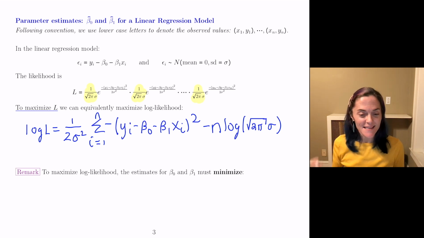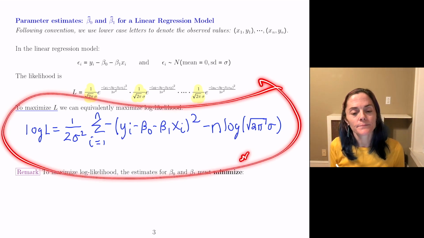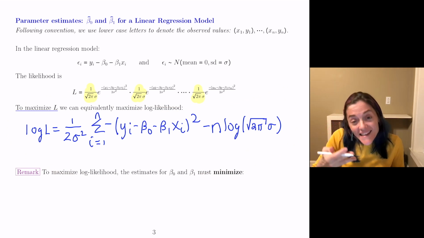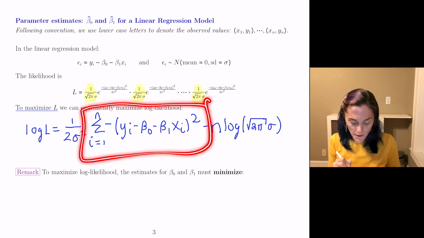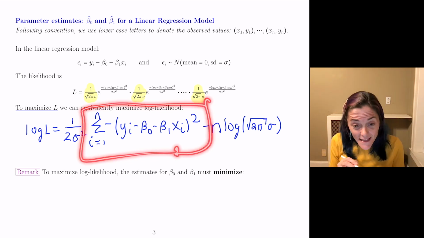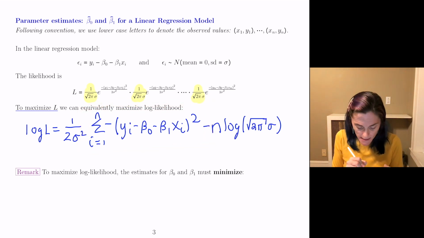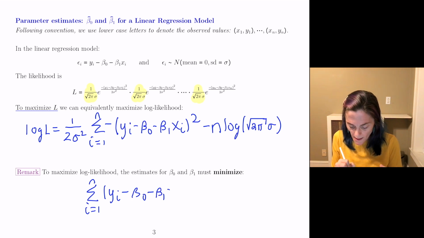Now, remark, and this is an important part for moving forward. In order to maximize this function, the estimates beta 0 and beta 1, where do they appear? Really in this sum. So we want this sum to be as big as possible. This would say we want to minimize the sum without the minus sign in front. So i equals 1 to n of yi minus beta 0 minus beta 1 xi squared.